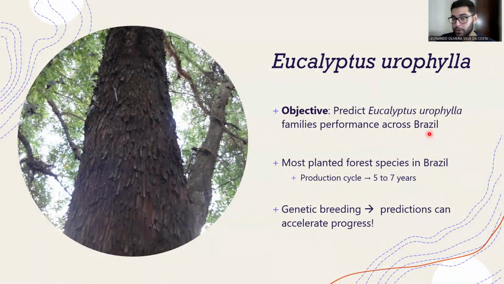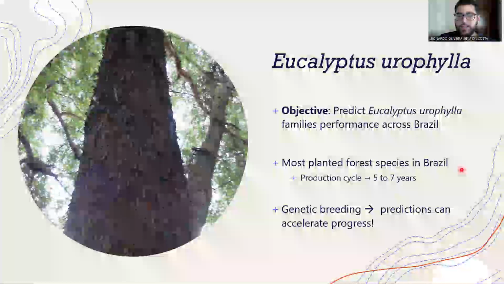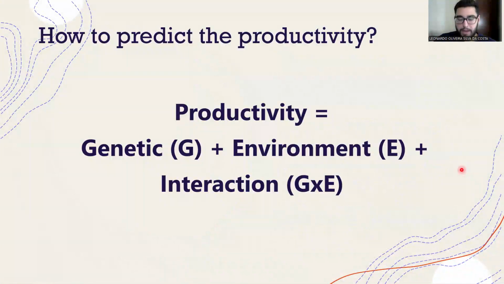The production cycle can take from 5 to 7 years, and the breeding cycle is way longer. It can take 10 to 15 years. So thinking about genetic breeding, the predictions can accelerate the progress, especially if we use the G/E. So how to predict this? The productivity here would be wood production.